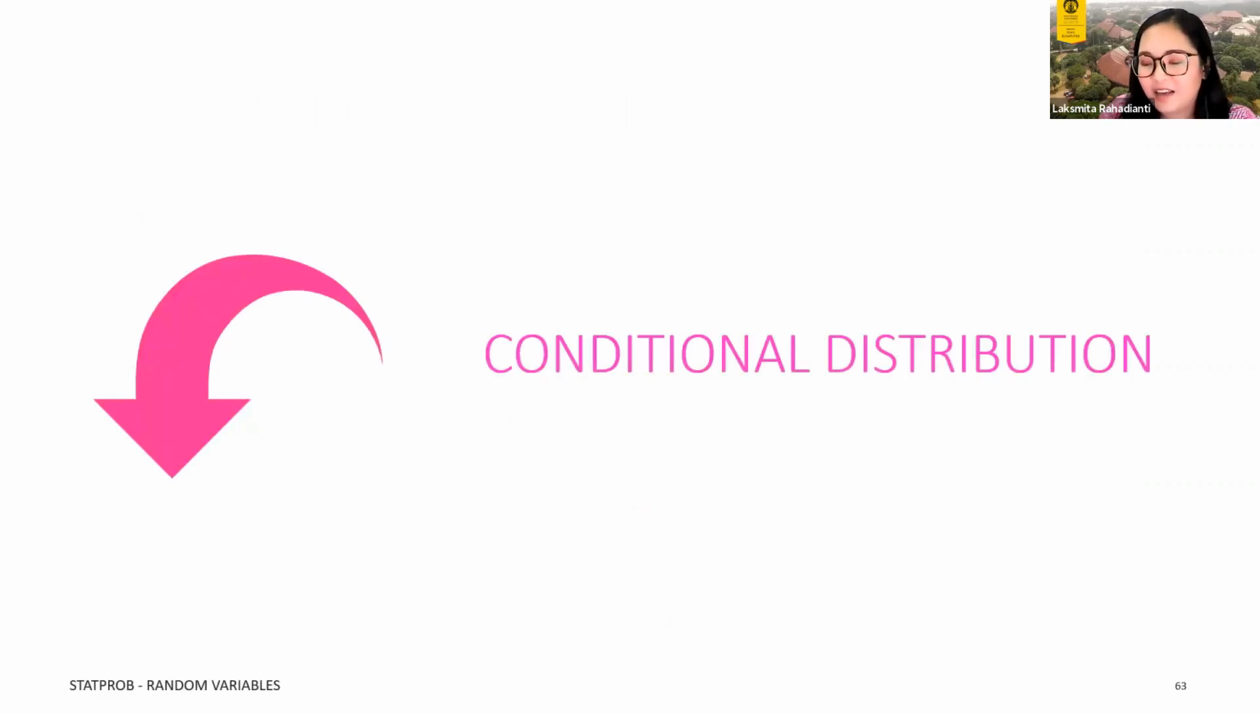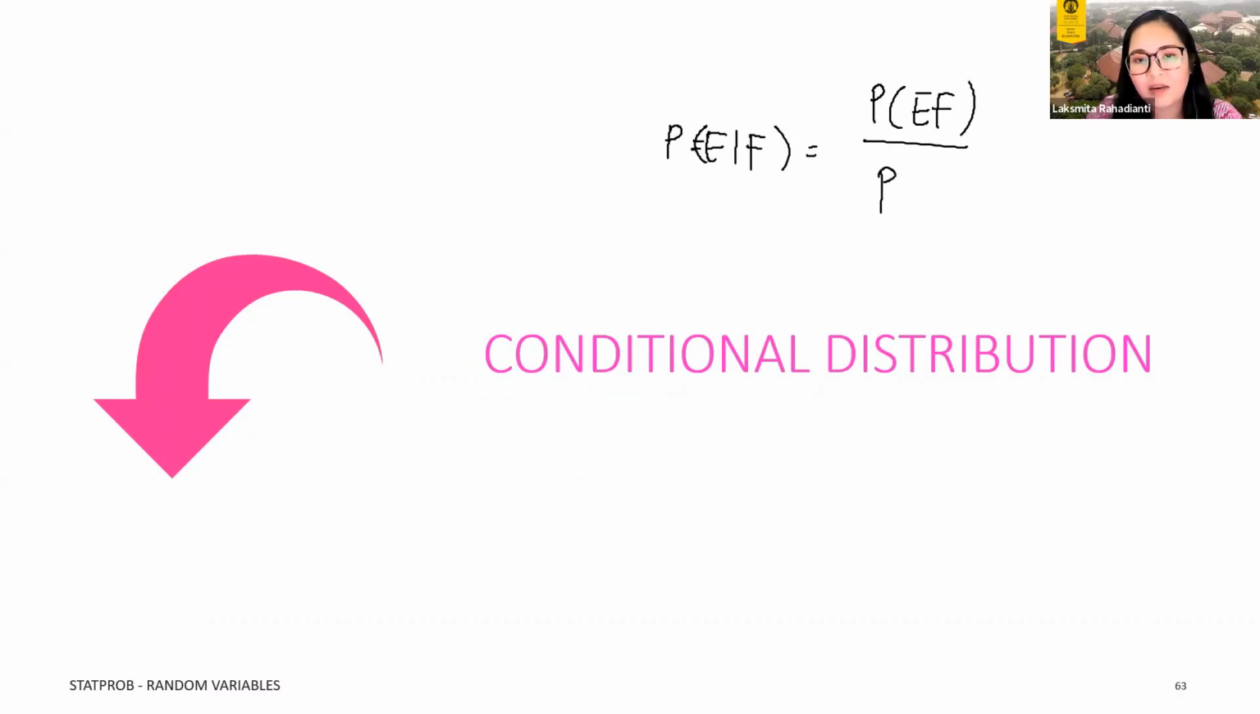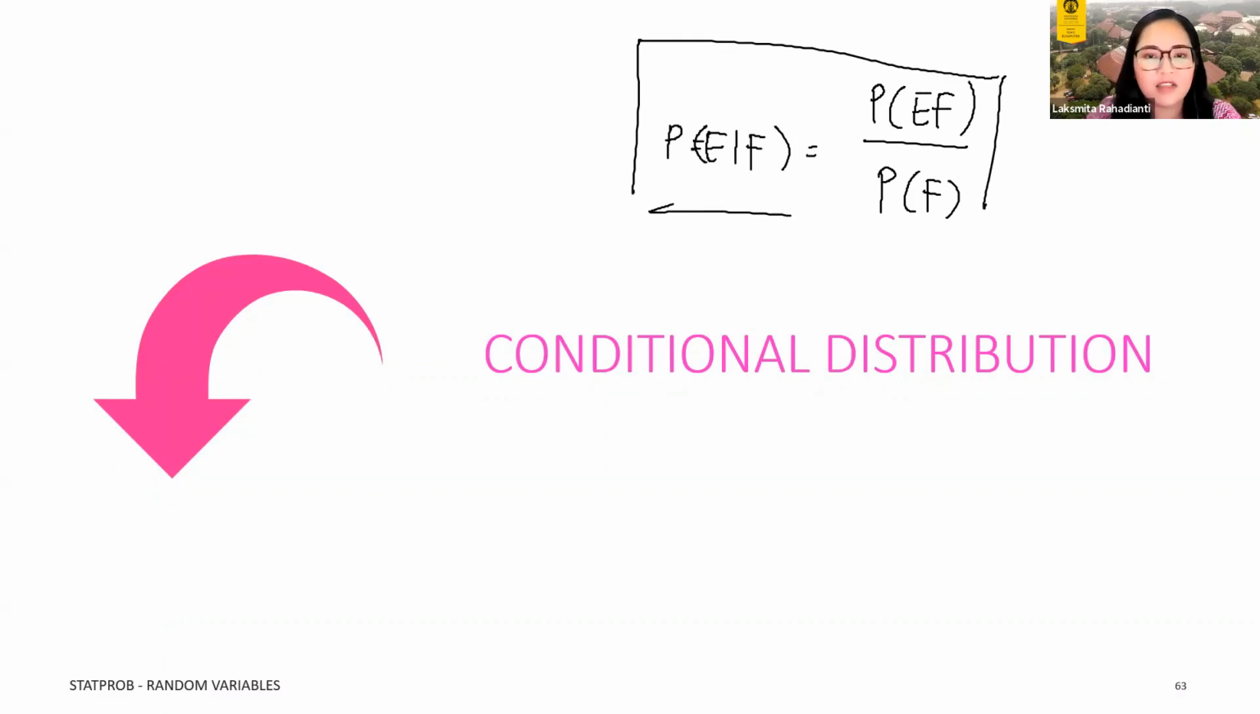And finally, conditional distribution. Oh, here is our friend. This is our friend, remember? P of E given F equals P of E and F divided by P of F. Please don't forget this friend. This friend is going to be coming up a lot.